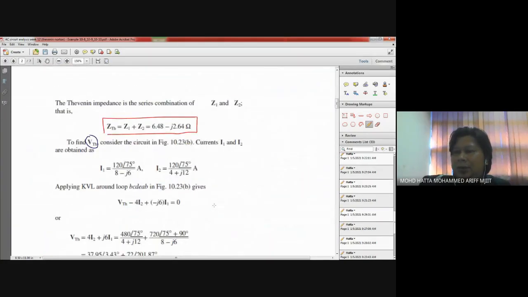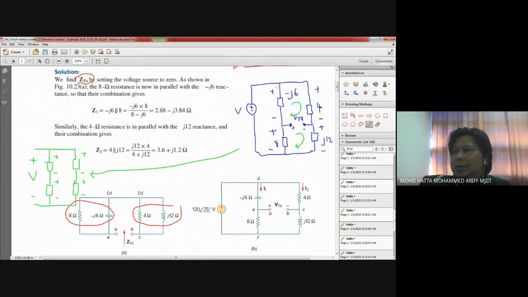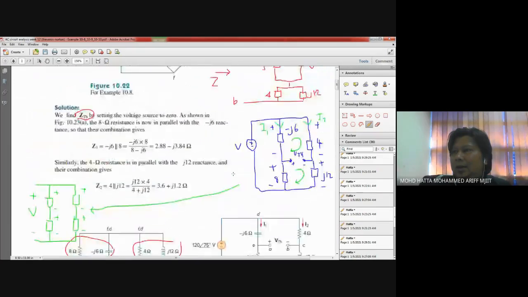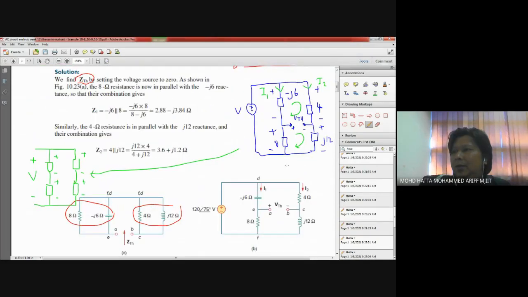If you look at the solution over here, the first one is that it tries to calculate what is I1. And according to this diagram, I1 is denoted over here, I1. And this is denoted as I2, if I'm not mistaken. Let me see that. All right, I1 is 8 minus J6, and I2 is 4 plus J12.